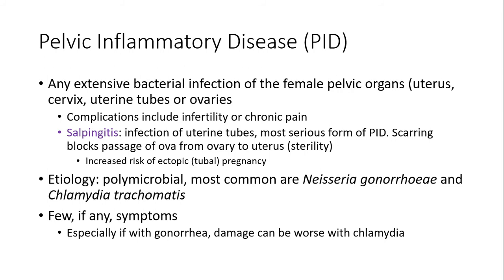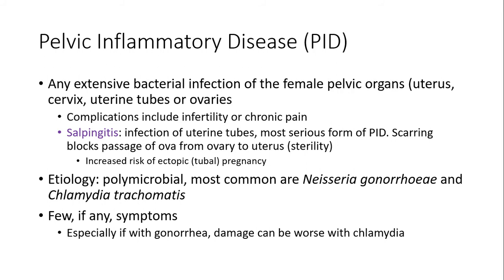You can have something called salpingitis, which is infection of the uterine tubes, and this is the most serious form of PID. You can develop scarring that will block the passage of the ova from the ovary to the uterus, and this will contribute to sterility. This scar tissue will also increase the risk of an ectopic or tubal pregnancy. So when that egg is fertilized, rather than implanting in the uterine wall, it will migrate up to that uterine tube and embed itself there.